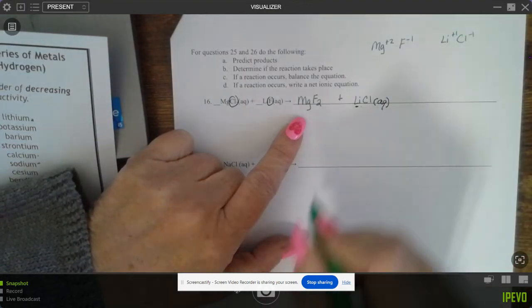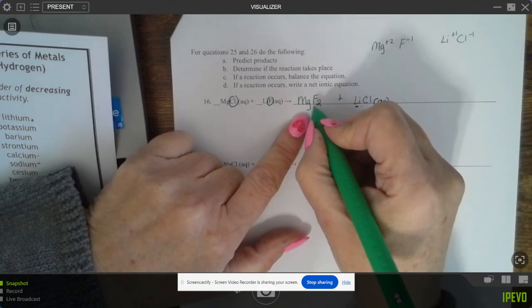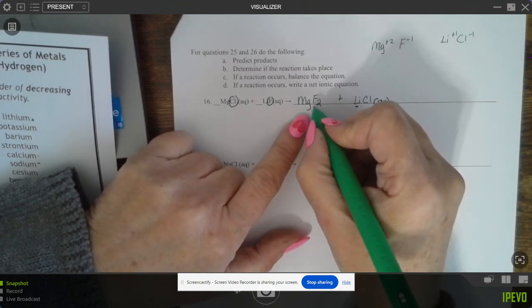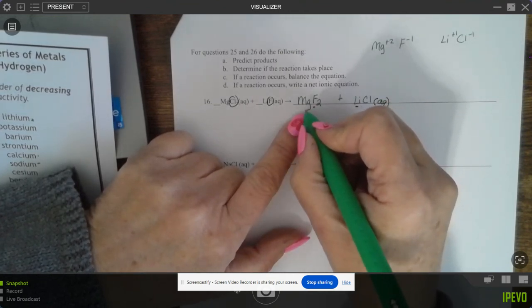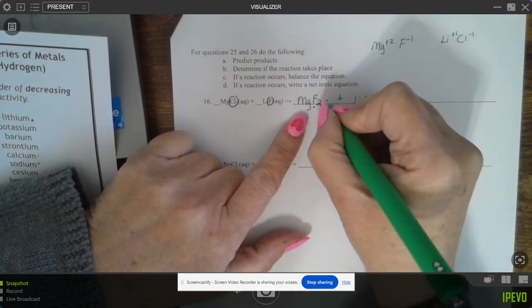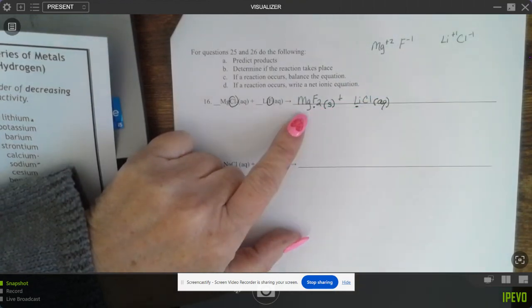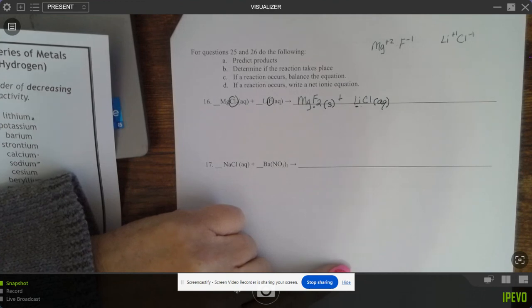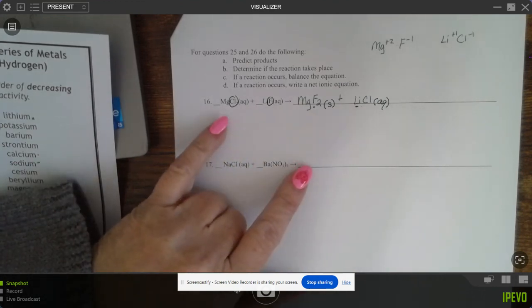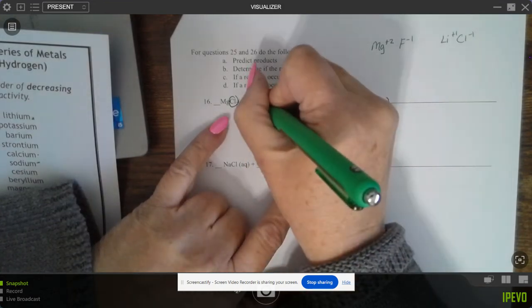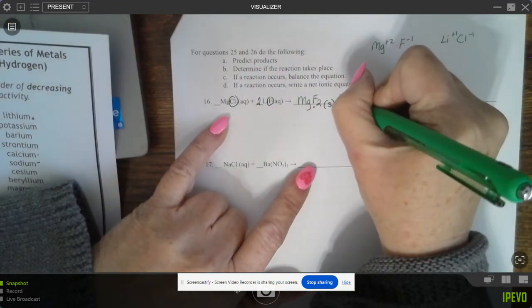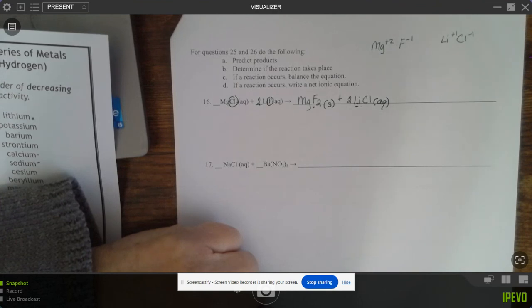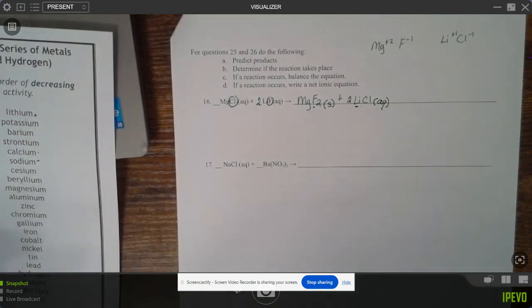If you look at fluorine, however, the fluoride ion, when it's combined with magnesium, is insoluble. So that is going to be forming our solid. Let's see, we are not quite balanced. To balance, we need a 2 here and a 2 here. Now we need to write the net ionic equation.